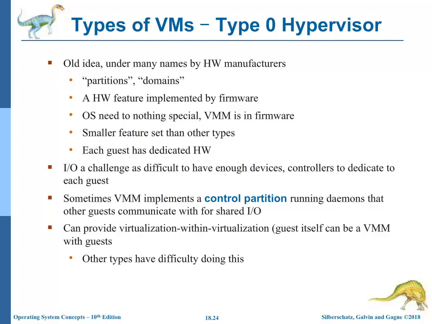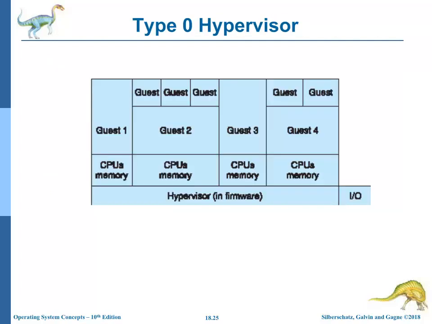I/O has some difficulty because it is not easy to dedicate I/O devices to guests if there are not enough. Each guest operating system in a Type 0 hypervisor is a native operating system with a subset of hardware made available to it. Because of that, each can have its own guest operating systems. Other types of hypervisors usually cannot provide this virtualization within virtualization functionality.